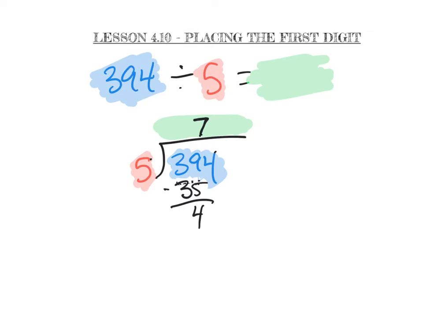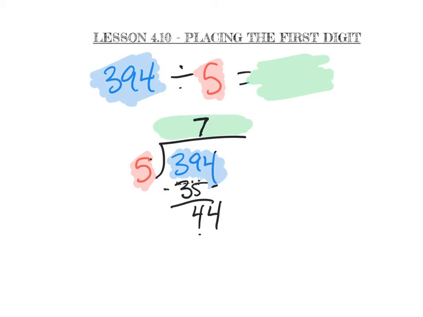But I also have my little 4. Don't forget these guys here. I got to bring my 4 down. Now I have 44 ones. Awesome. So how many times can I group 44 into 5 groups? Or 5 times what gets me close to 44?